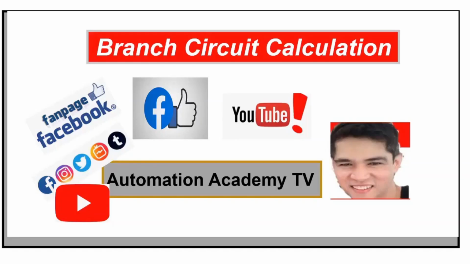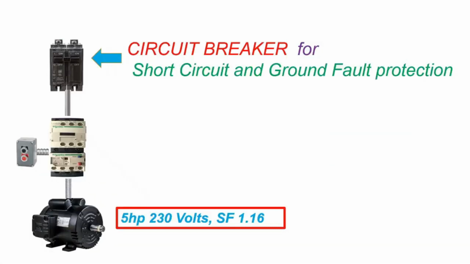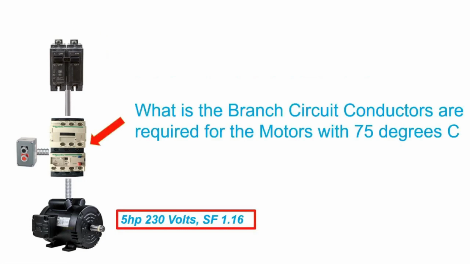Our topic for today is motor branch circuit calculation for single phase, and short circuit and ground fault protection for our feeder. I will also take a look at Table 430, Table 310.15, and Table 240 for full load current and for the inverse time breaker. This is the short circuit and ground fault protection to the contactor and overload relay, down to the single phase 5 horsepower 230 volts motor.